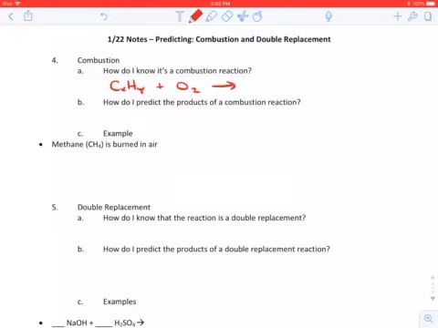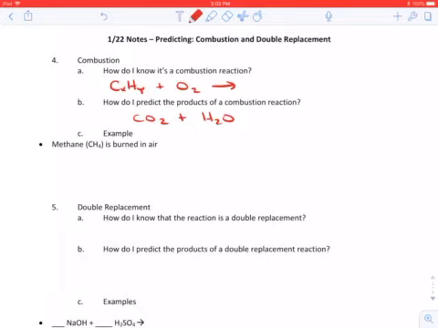So how do I predict the products of a combustion reaction? Very simply, our products of a combustion reaction that's a hydrocarbon is CO2 and H2O. These are your two products every time you have a combustion reaction. So very simply, all you have to do is put CO2 and H2O.